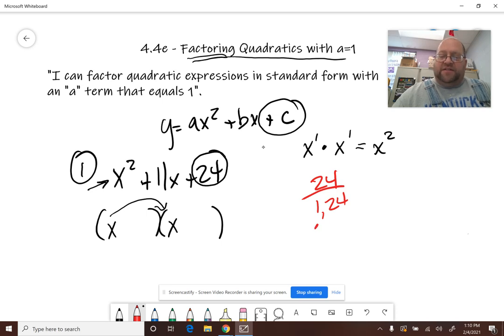Then you move to your next number down the line. So 2 times what will give me 24? Well, 2 times 12 will give me 24, right? And then let's move to 3. 3 times 8 will give me 24. And 4 times 6 will also give me 24.